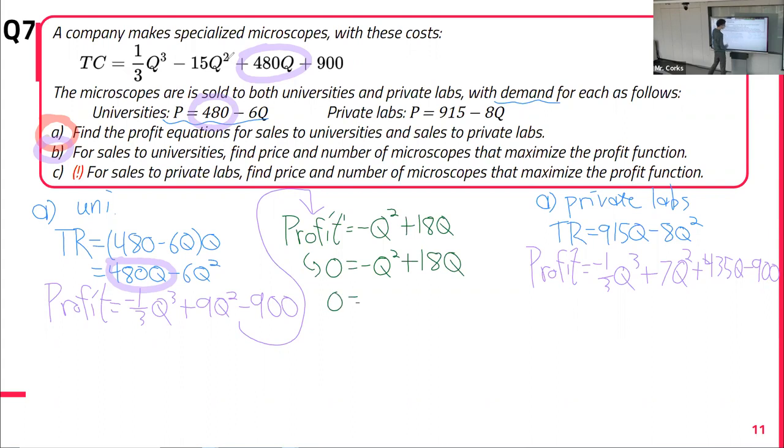And what can we do here? Okay, we can take out a Q here. So Q times (Q plus 18). And we have our two solutions here. So Q equals 0, and the other is negative Q.